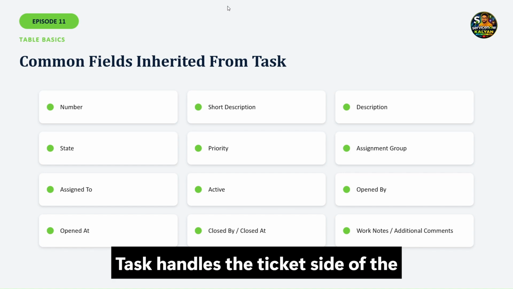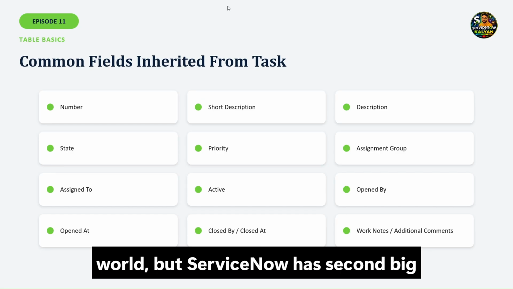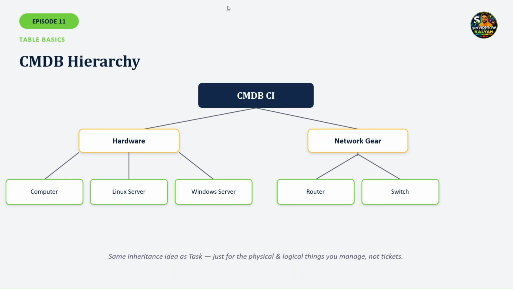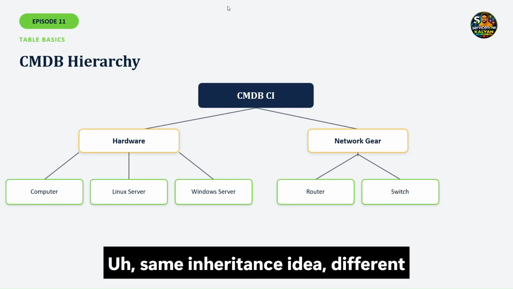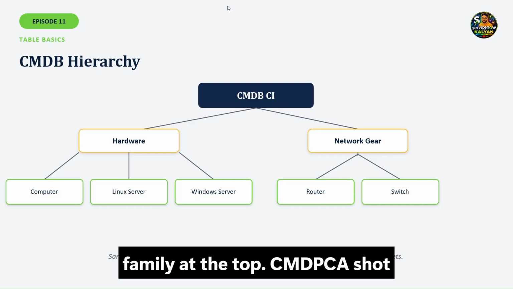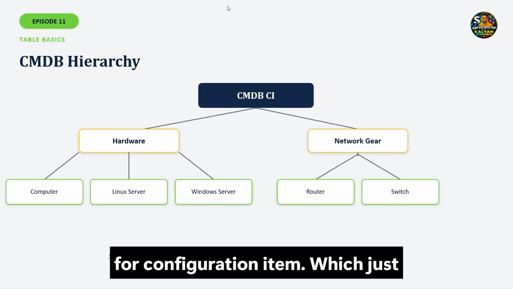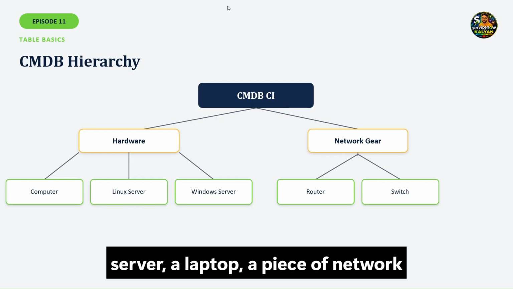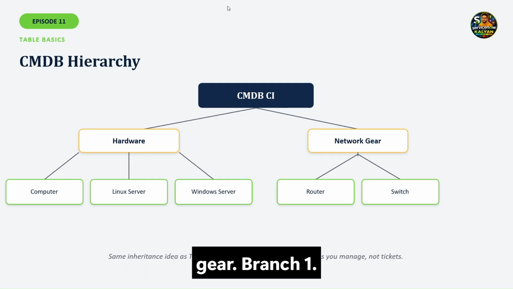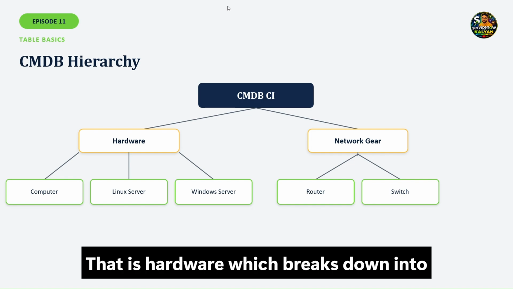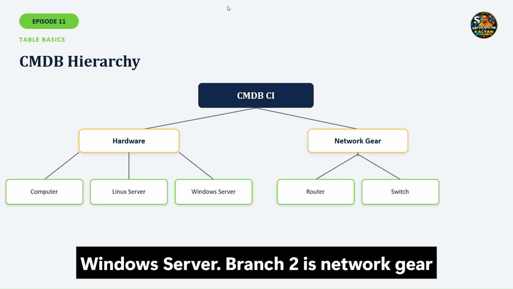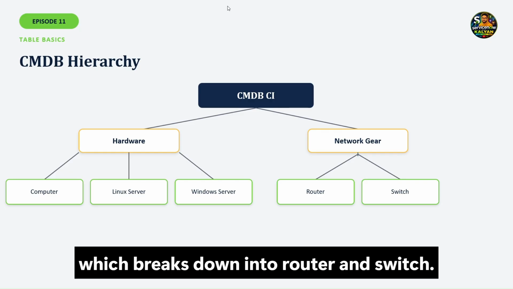Task handles the ticket side of the world, but ServiceNow has a second big family tree for things, not tickets. Let's look at CMDB. Same inheritance idea, different family. At the top, CMDB CI, short for configuration item, which just means anything you track and manage. A server, a laptop, a piece of network gear. Branch 1, that is hardware, which breaks down into computer and then Linux server and Windows server. Branch 2 is network gear, which breaks down into router and switch.